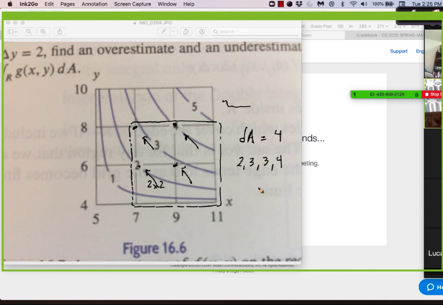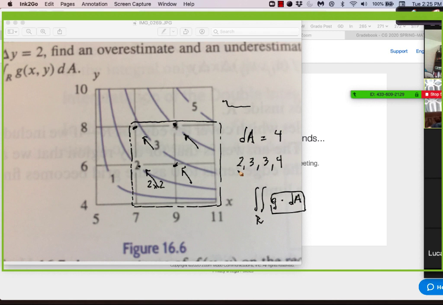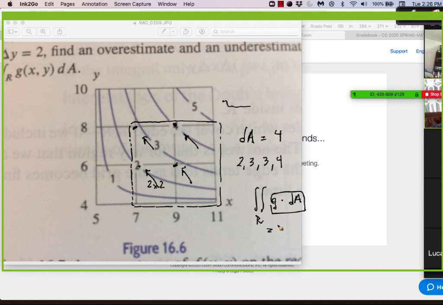So we're doing the double integral over R of G dA. So we're summing up 4 of these. These are the values of G, and this is the value of dA. It's going to be 2 times 4 plus 3 times 4 plus 3 times 4 plus 4 times 4. And so that came out to 48.